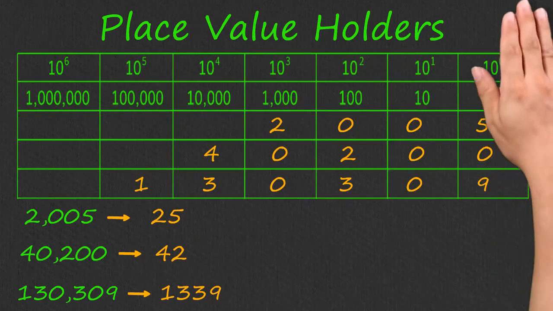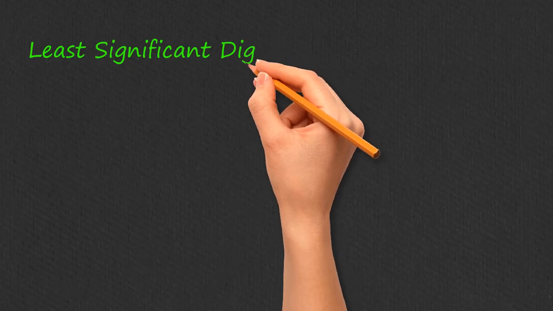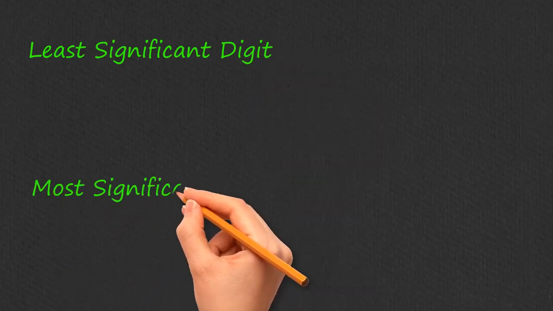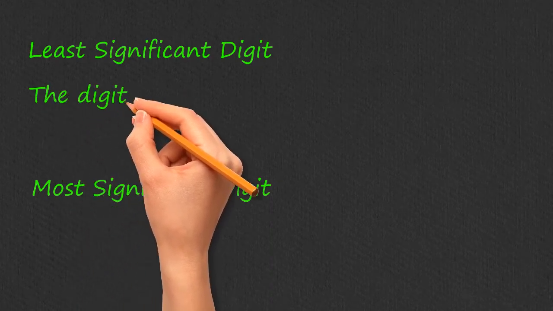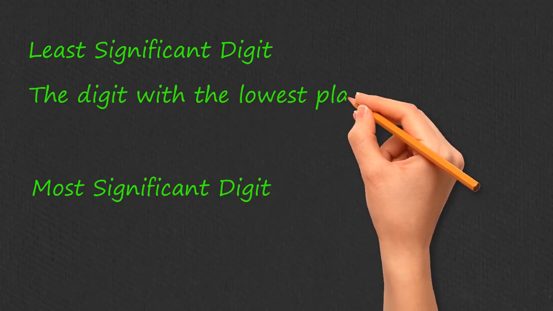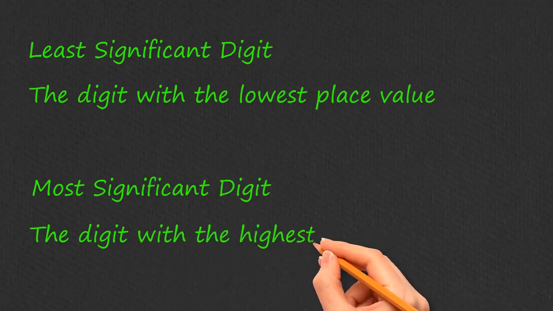In the last part of this video, I would like us to talk about 2 more concepts: the least significant digit and the most significant digit. Here are the definitions for them. Least significant digit: the digit with the lowest place value. Most significant digit: the digit with the highest place value.